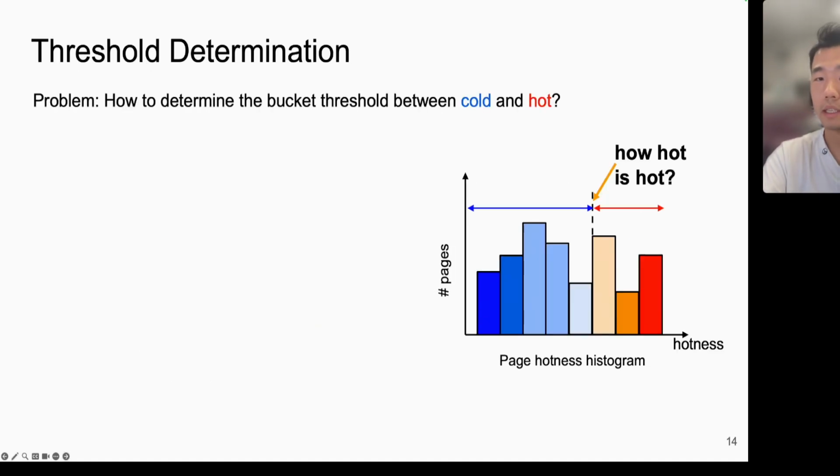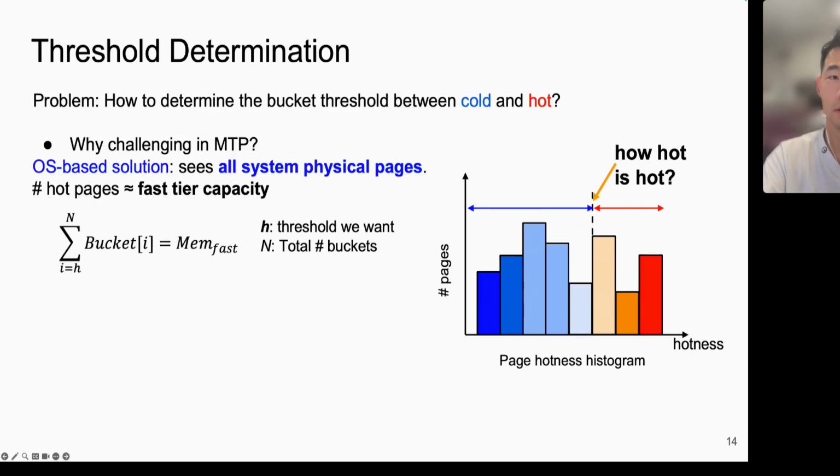Once our hotness histogram is populated, MTP needs to decide the bucket threshold between hot versus cold. Determining this threshold is relatively easy for OS-based tiering solutions. Why? Normally, the total size of the pages in bucket H and above is just below the fast memory capacity. This is because OS tiering solutions can see all system physical pages.